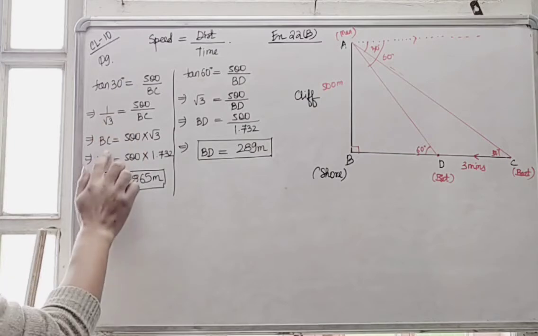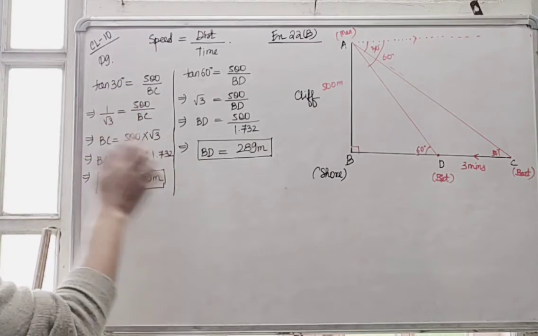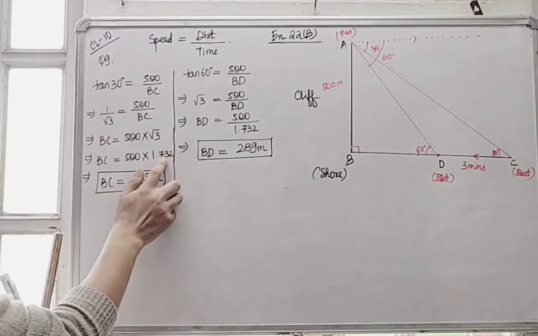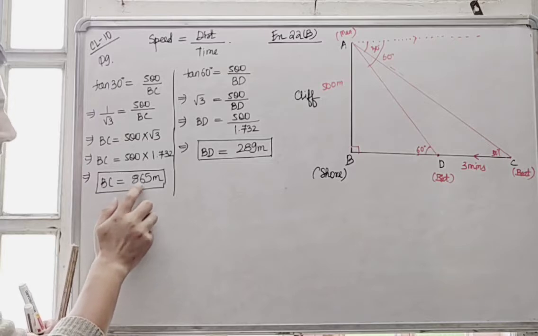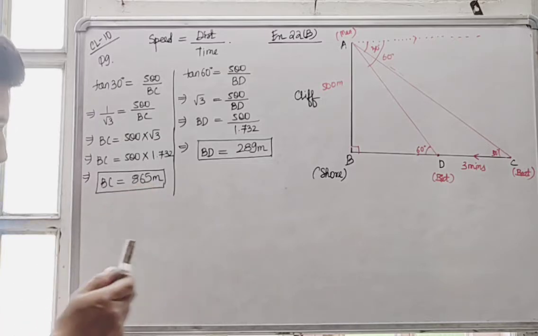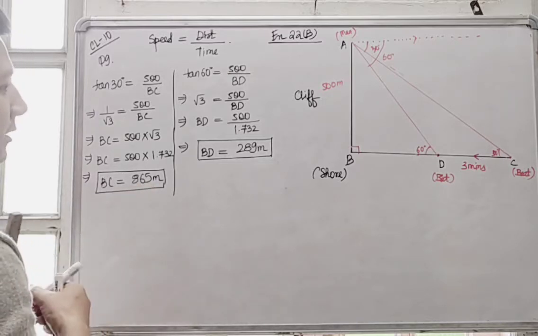BC equals how much? 500 into root 3. Root 3 is 1.732. You'll be getting a number in decimal. Remember that. Just exclude that decimal. You'll be getting BC equals 865 meters. Please calculate. You should be getting BC equals 865.